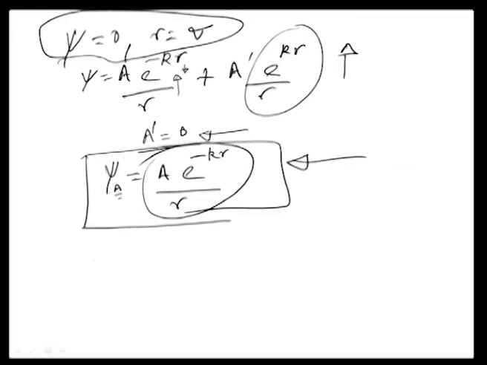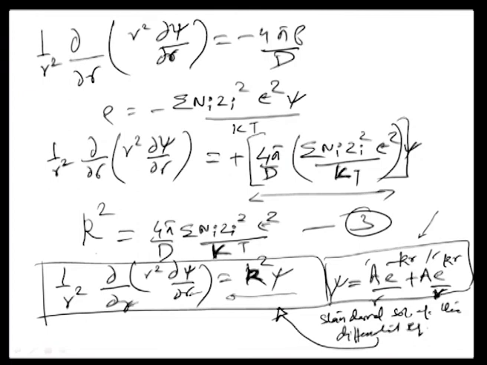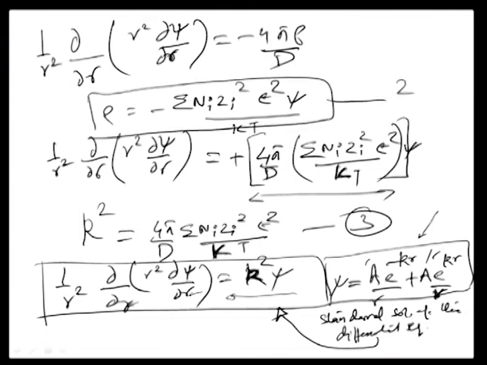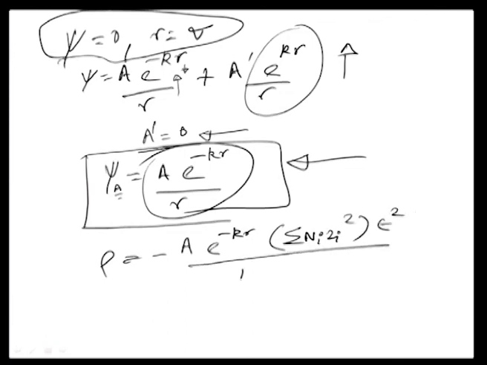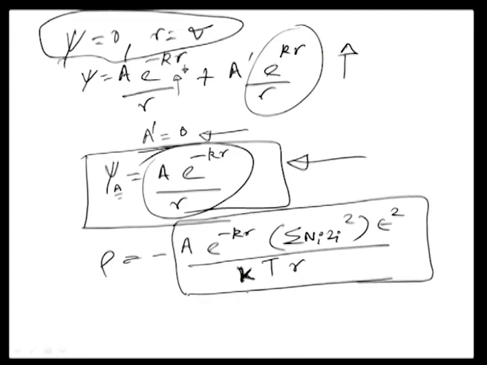So we already know from the previous equation that charge density had been earlier defined as a function of n_i z_i square epsilon square xi, okay, the potential function, by Boltzmann constant k times of T. And so we can actually substitute the value of xi that we have obtained here to obtain the charge density at space close to that point as minus a e to the power of minus small kr sigma n_i z_i square epsilon square divided by Boltzmann constant k times of absolute temperature T times of r, okay, just a substitution.